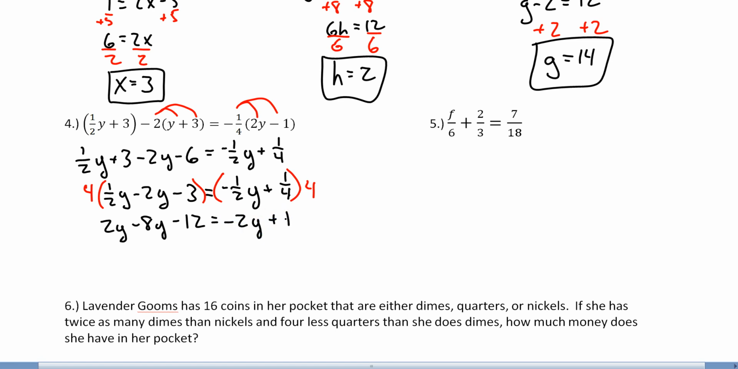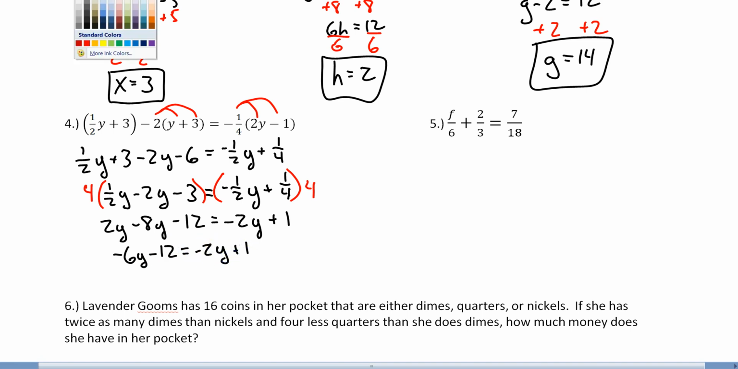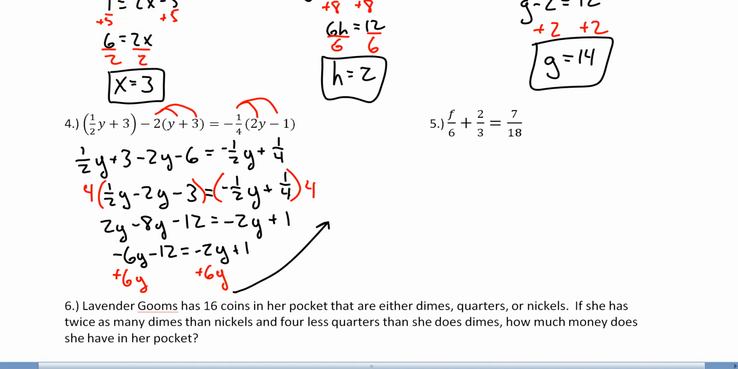And you notice that everything I have is way simpler now. I can combine some of these like terms. I get a negative 6y minus 12 equals a negative 2y plus 1. And now I'm going to get the y's on the same side first. I always move the smaller y value, which is the negative 6. So I'm going to add the 6y to each side. And I'm running out of space here. Let me take this guy up here a little bit.